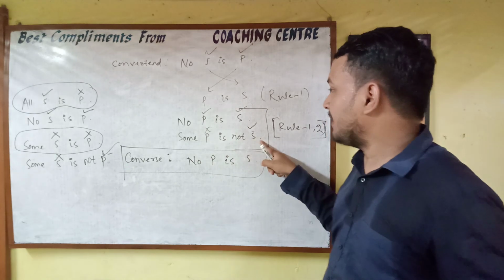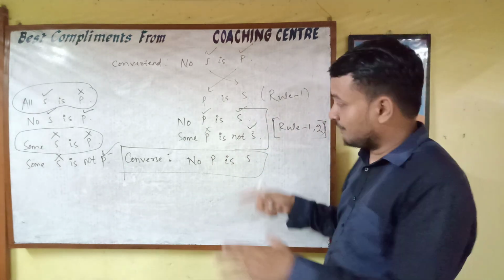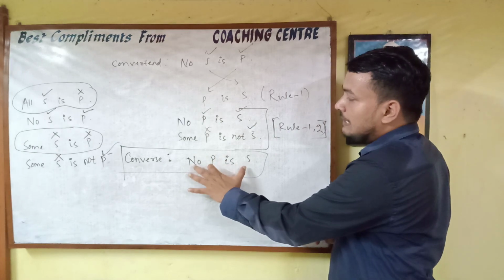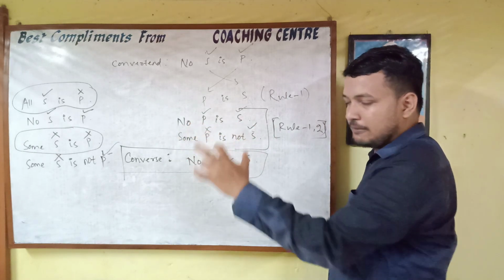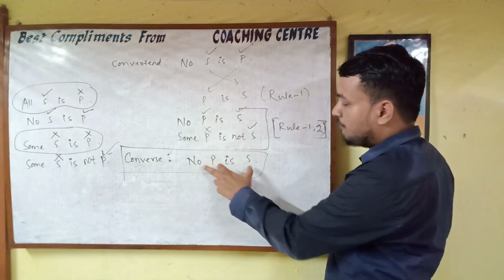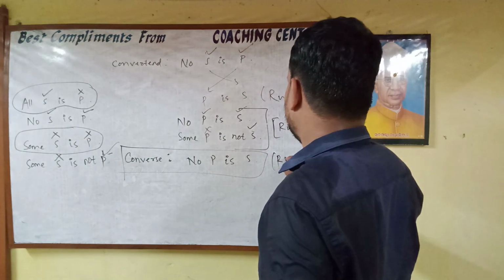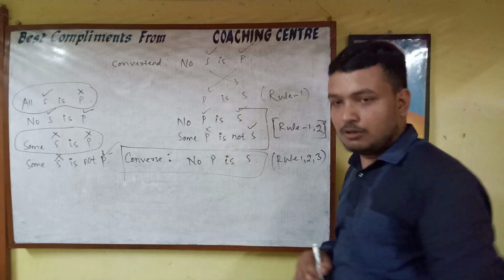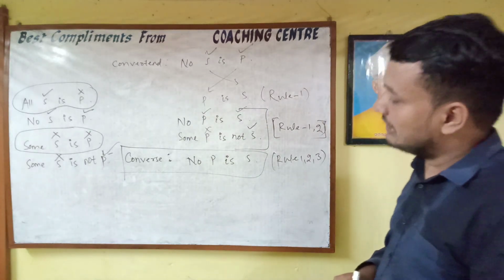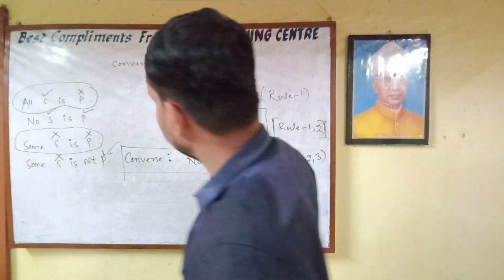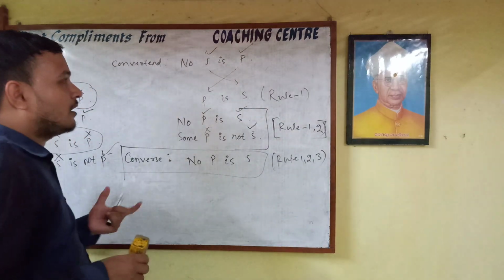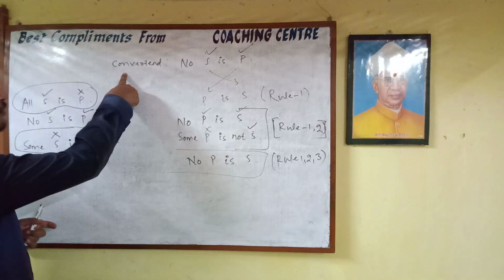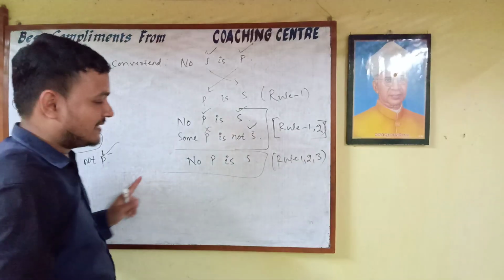So we cannot say for certain; we can only understand the most general one. It may be or it may not be, but we most probably choose the most general format, that is no P is S. Here rules 1, 2 and 3 are all followed. All 1, 2, 3 are followed. Okay, so this is about the conversion of E type of proposition.